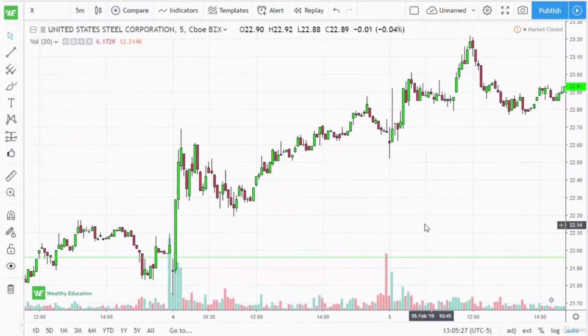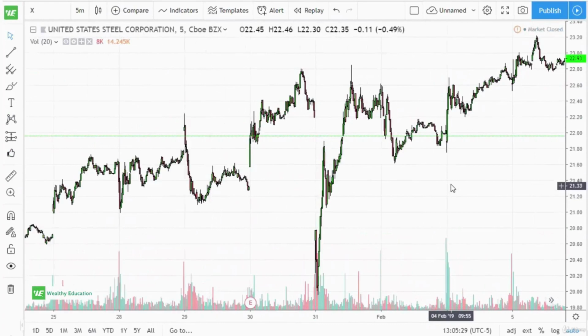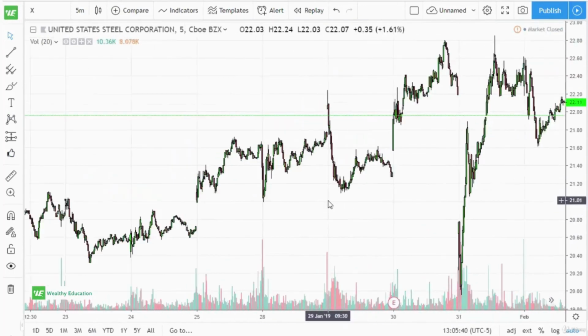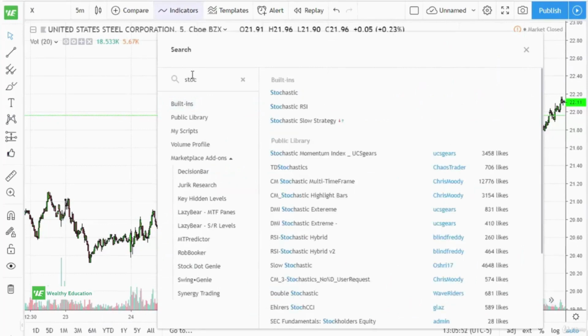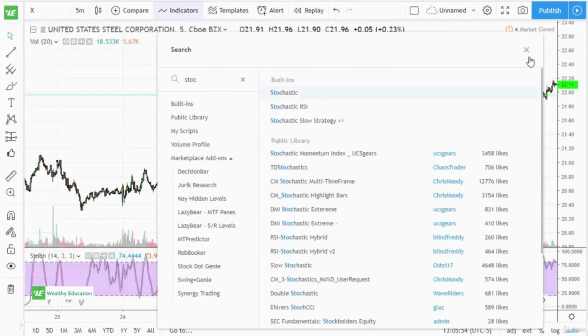Now, you notice I'm on a 5-minute chart, so I'll go ahead and zoom out. This is more of a day trading thing, but it can apply to longer term charts as well. But a day trader is, by their very nature, going to be hyperactive as far as trades are concerned. So there are a couple of indicators that you could use to perhaps help. One would be the stochastic oscillator.